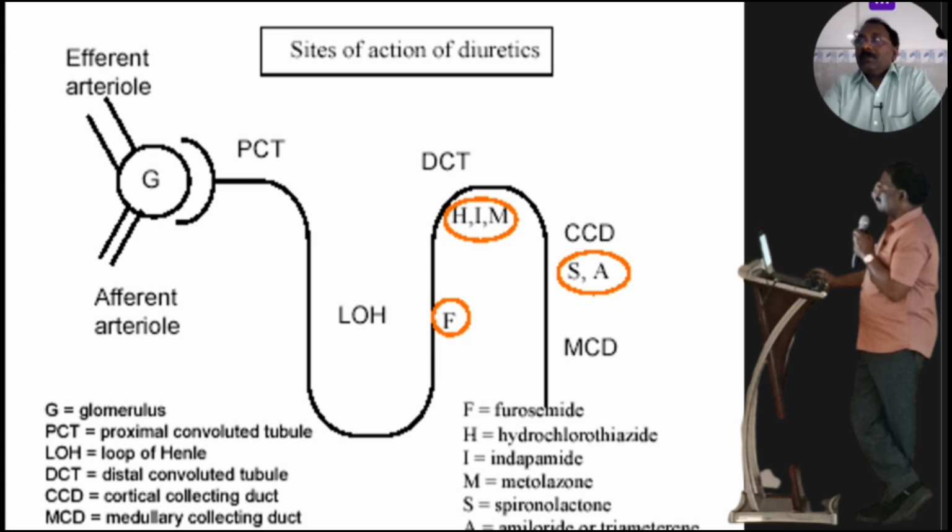So these are the different sites of action of your diuretics: the glomerulus, PCT is the proximal convoluted tubule, loop of Henle, distal convoluted tubule, and collecting duct. F stands for furosemide, H stands for hydrochlorothiazide or chlorthalidone, I stands for indapamide, M is metolazone, S is spironolactone, and A is amiloride or triamterene. So these different diuretics act at different places, and mostly they act at the distal part of the loop of Henle or the distal convoluted tubule.